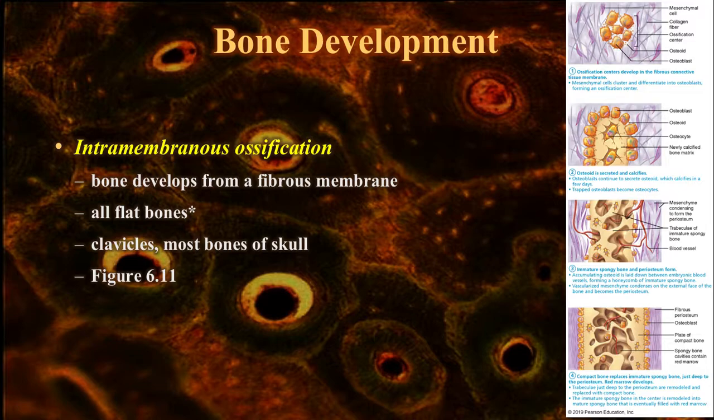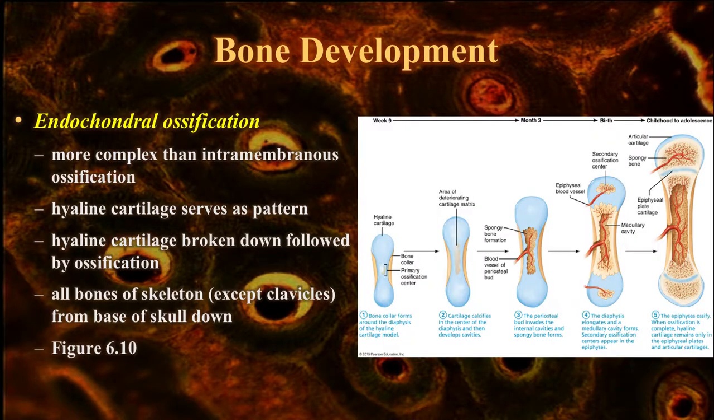In your book, figure 6.11 goes through the process. Okay? But the important thing is that we are forming bone within fibrous connective tissue. Okay? And we need to know what type of bones are formed this way. All right, questions? Okay. Now, that leads us to the next one, which we're going to spend a little more time on.